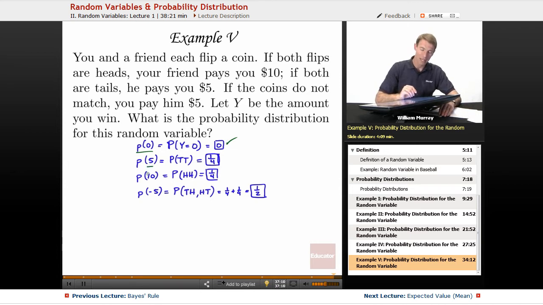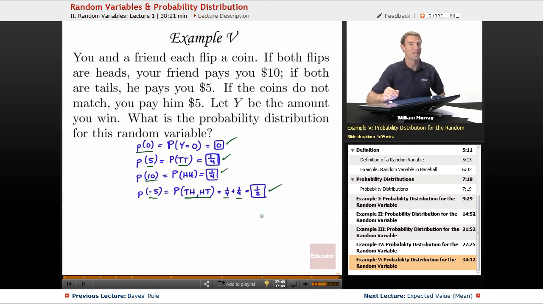The probability of getting $5, remember we're looking at this from your perspective. So $5 win for you would happen if there are 2 tails. To get 2 tails in a row, or to get both your coins to come up tails, there's a 1/4 chance of that. To get 2 heads in a row, which is what you need to make $10, there's also a 1/4 chance. And then the probability of getting negative $5, that means that your friend takes $5 from you. That has to happen if you flip a head and he flips a tail, or vice versa. So each one of those combinations has a 1/4 chance, meaning that there's a 1/2 chance that you're going to end up paying him $5.